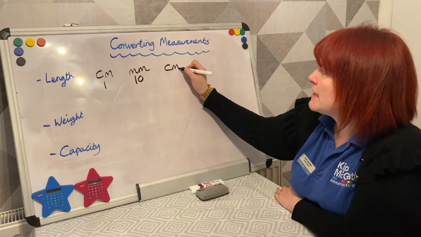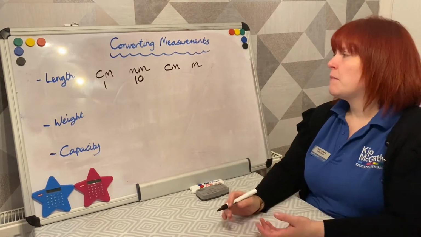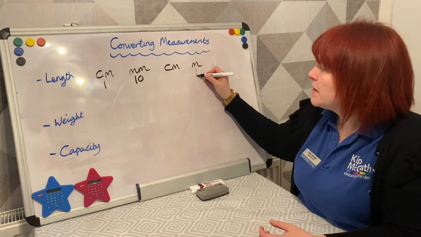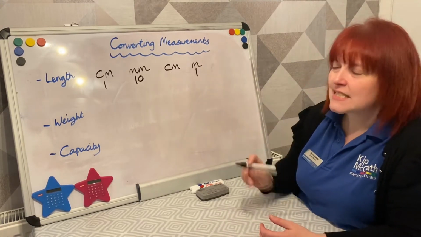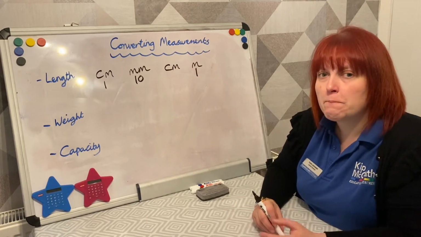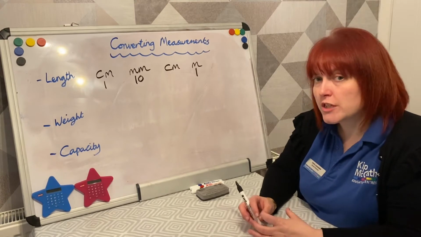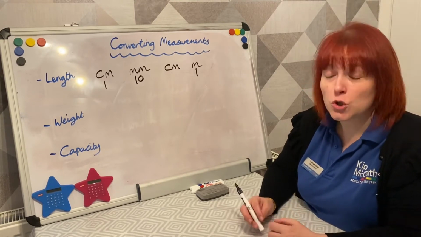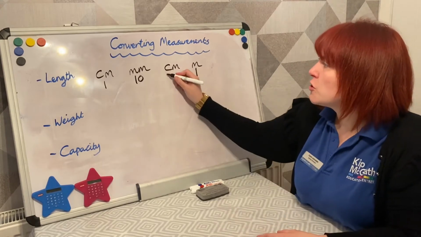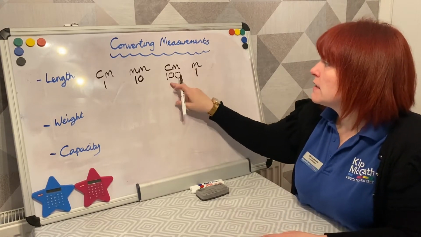So we've got centimetres and we've got metres, and we would say to them, how many centimetres are in 1 metre? Centi means 100. Century is 100 years. Per cent means per 100. So cent literally means 100. There's 100 cents in a dollar. So 100 centimetres in a metre.